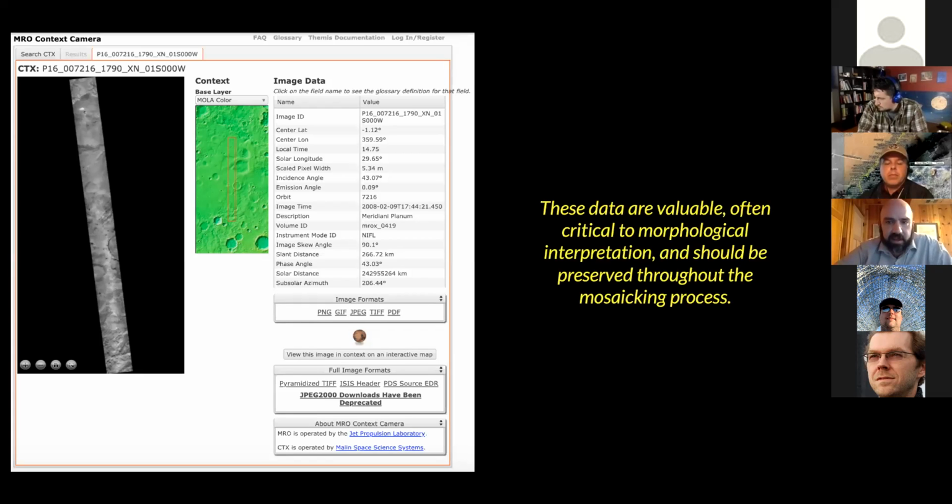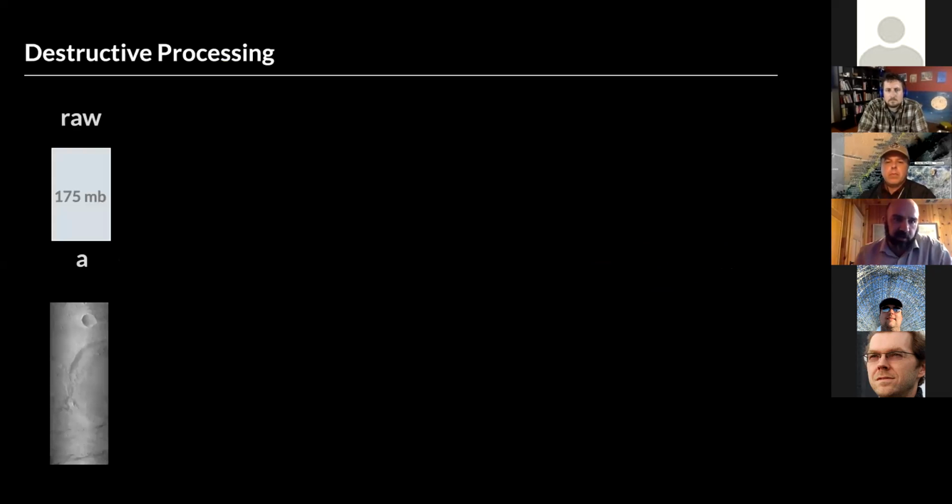So these data are really valuable. We frequently use this information to determine whether a bright spot on the surface is frost or a light-toned rock or something like that. You can tell based on the season what it's more likely to be by preserving that information.